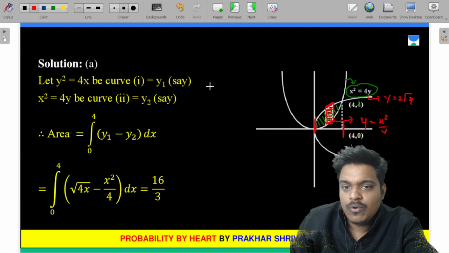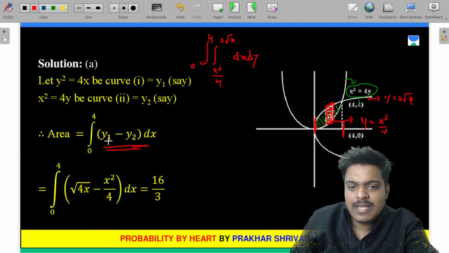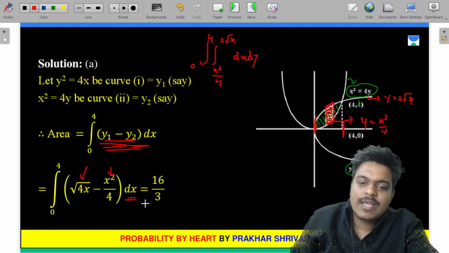You just have to integrate this. This is quite an easy thing, not a very big problem. So you solve it. Integrating dy gives y, that is y2 minus y1. The upper limit is 2 root x, since root 4x is 2 root x only, minus the lower limit x square by 4, into dx. Now you integrate it again and you get the value as 16 by 3. It's quite an easy question, not very difficult.